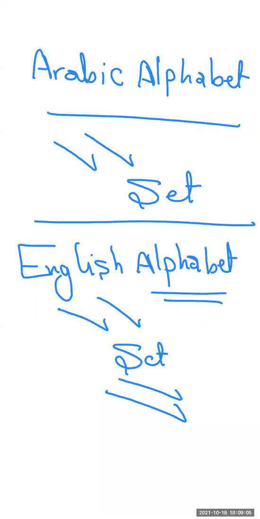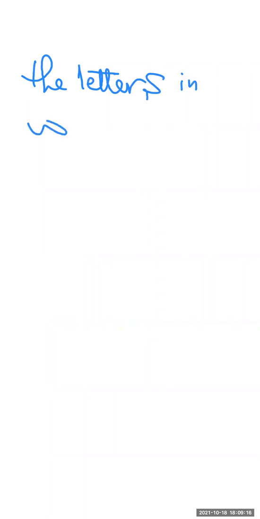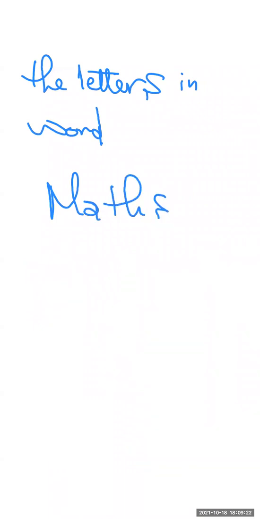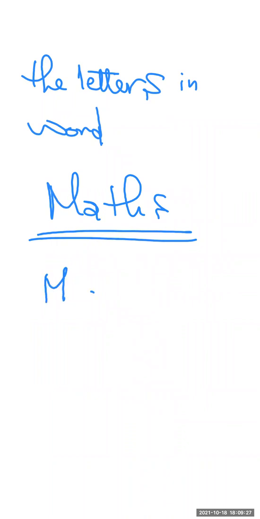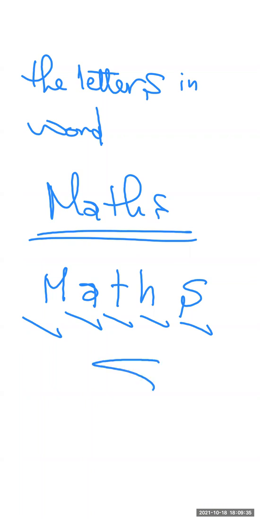Correct? Okay, what about this one? The letters in the word math. Okay, actually, the letters are M, A, T, H, S. Well known, clearly defined, so it's a set, of course. Right? Okay, one more example like this one.